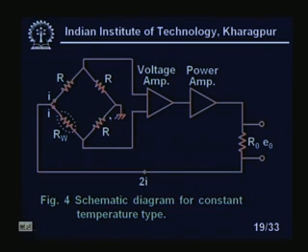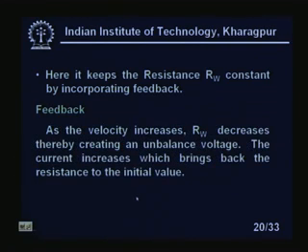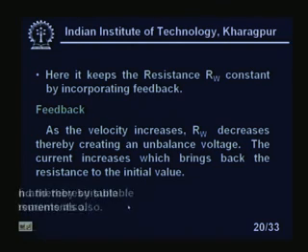Now if there is a change, there will be an unbalanced voltage here, and that will be amplified by this voltage amplifier, then the power amplifier, so it will give a current. It will change the current through this bridge, and it will continue till we achieve the balance. So we can see it is an auto balancing system. Here it keeps the resistance RW constant by incorporating feedback. As the velocity increases, RW decreases, thereby creating an unbalanced voltage, and the current increases, which brings the resistance back to the initial value.